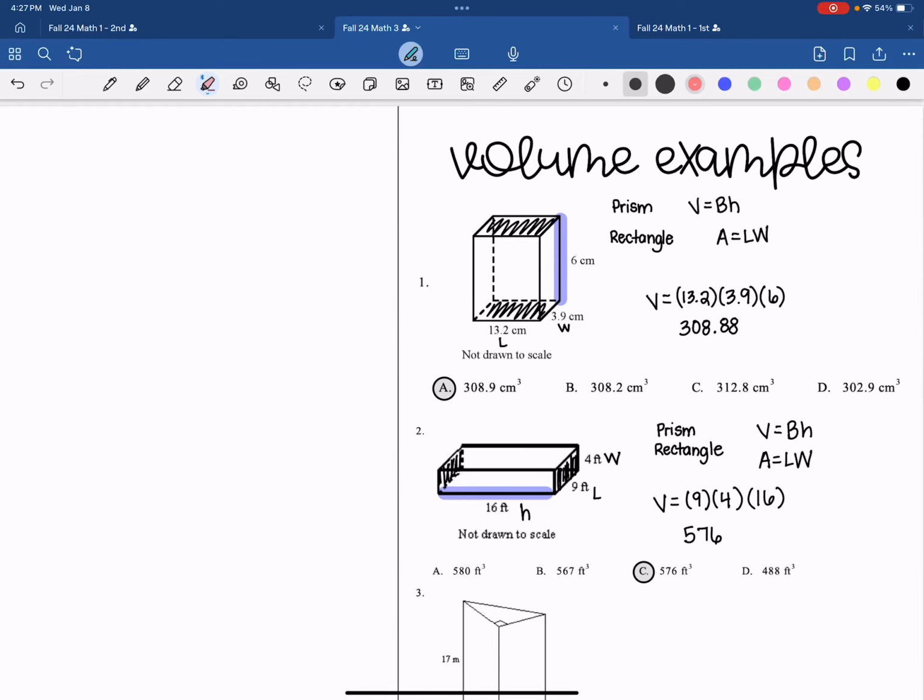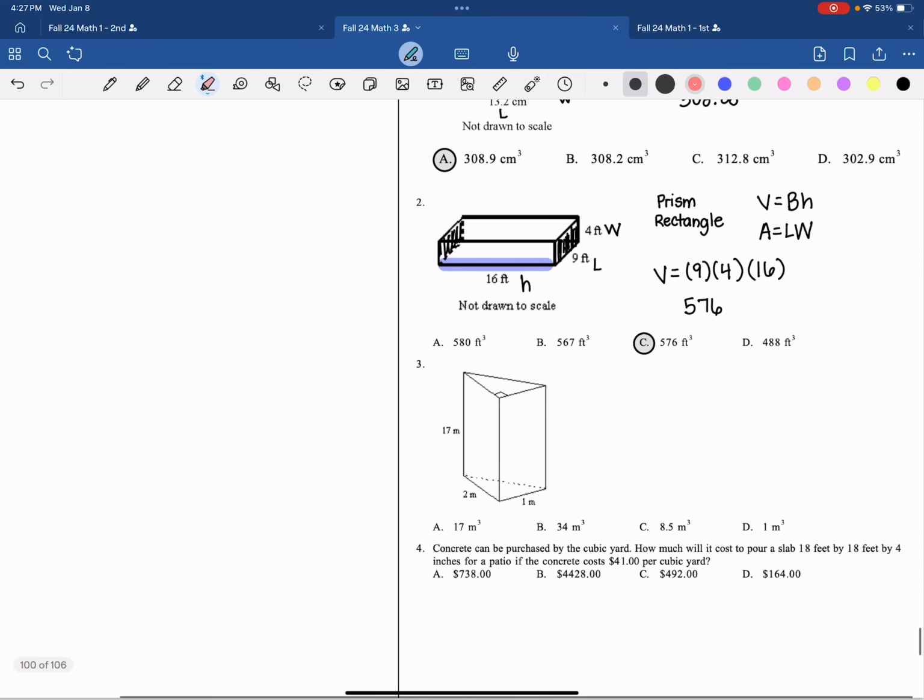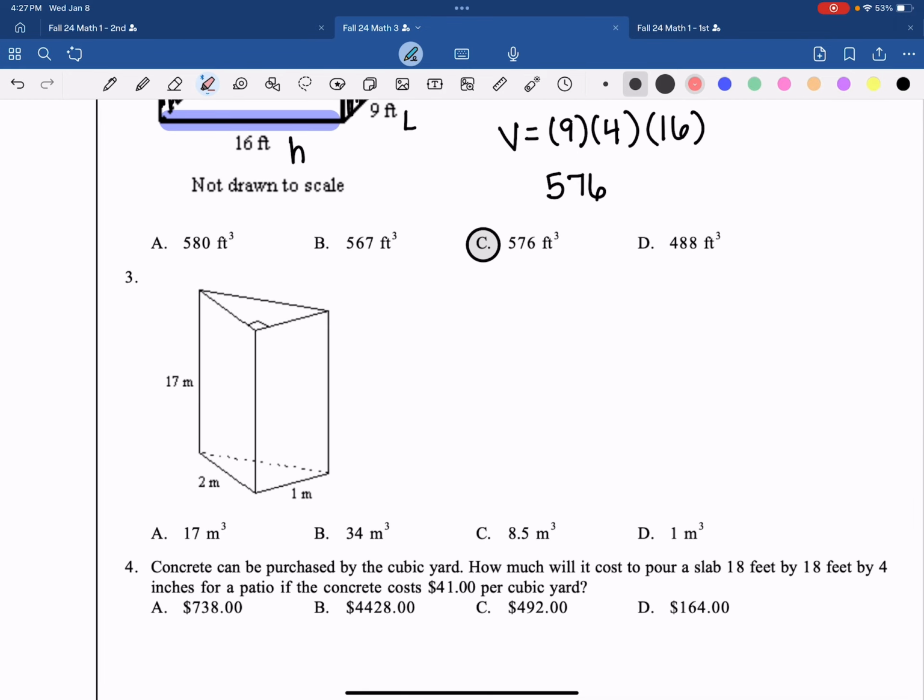All right, so we started out with our volume examples in class today, and we talked about a couple of rectangular prisms and how to find the area of the base, which is the rectangle, which is length times width times the height. So number 3, we were looking at a prism, but this time it's not a rectangular prism. This is still going to be a prism, but it has a base that is a triangle, so a triangular prism.